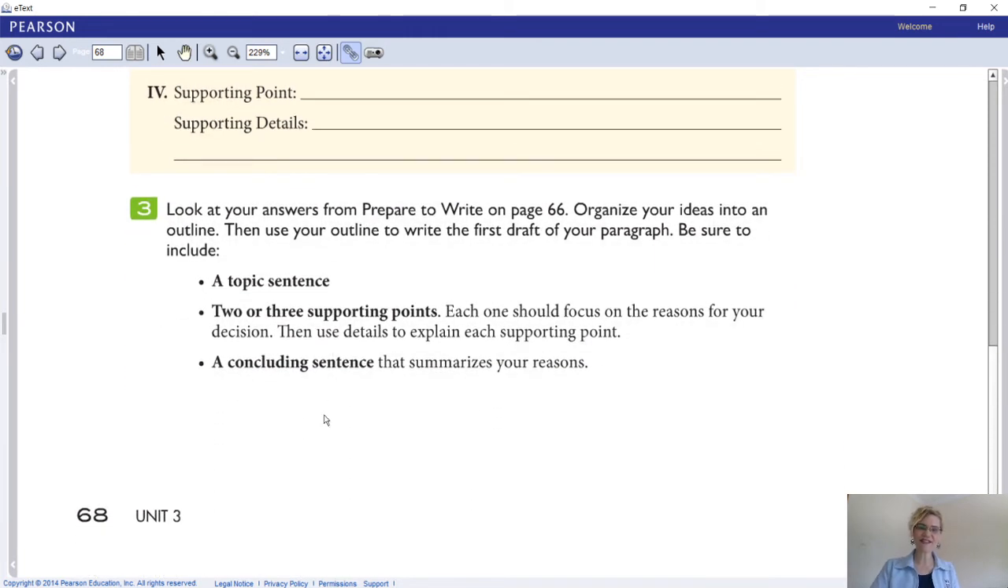Okay, look at the answers from Prepare to Write on page 66. Organize your ideas into an outline. So now you already brainstormed, you outline. If you've already outlined, great, check your outline. If not, do it right now so you can write your first draft.